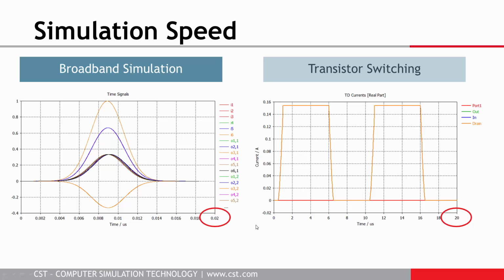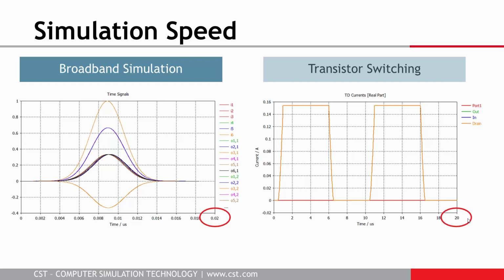So it's 6 times 20 nanoseconds. However, the switching that I did on the transistor was much slower. I was switching just to 20 microseconds. And often, for example, in power electronics applications, we need to switch for a pretty long time, even for milliseconds. And then you would never use the true transient simulation, because that would be far too slow.